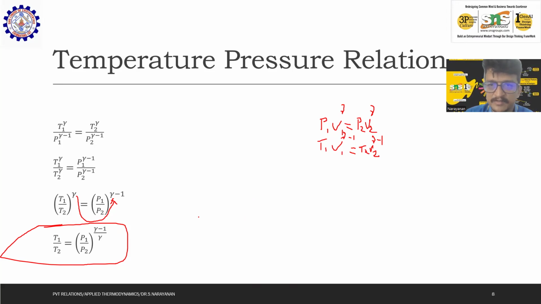For example, if they give pressure and temperature at inlet and pressure at outlet, we can easily calculate the temperature at outlet using this relation. Similarly, with any two quantities given and the third being asked, we can use these relations easily to solve the problems, right?